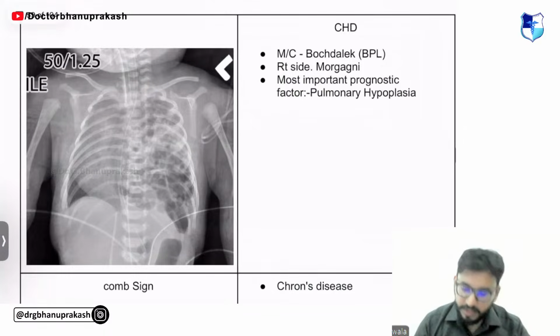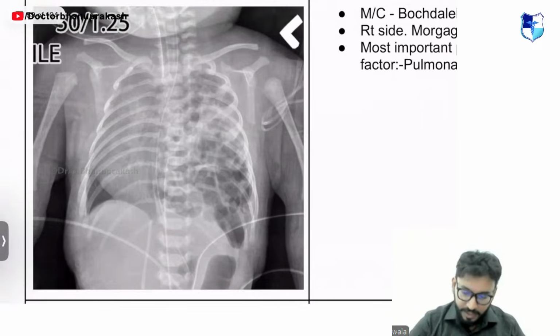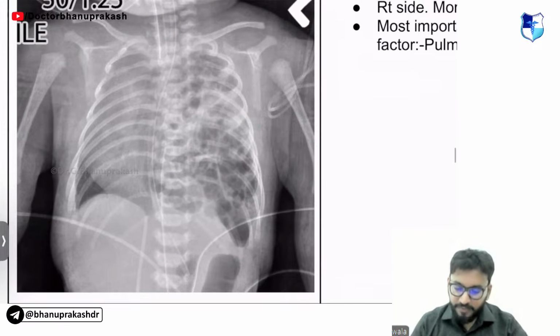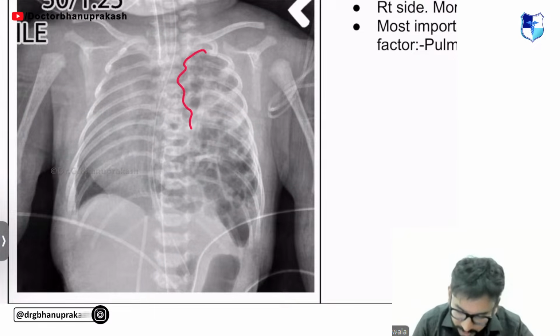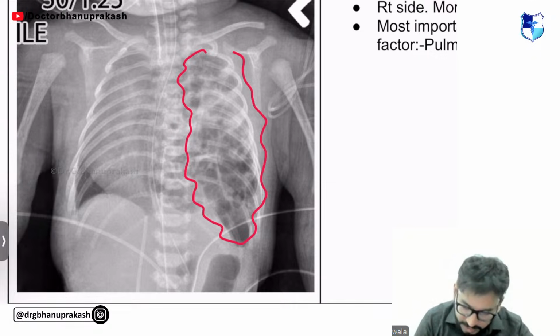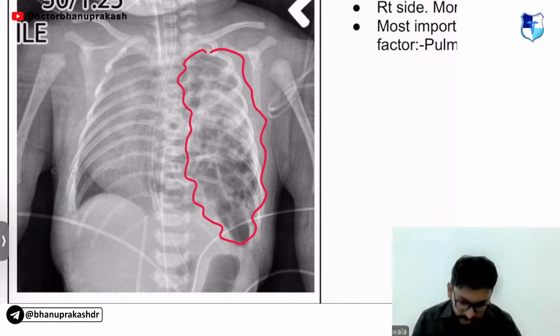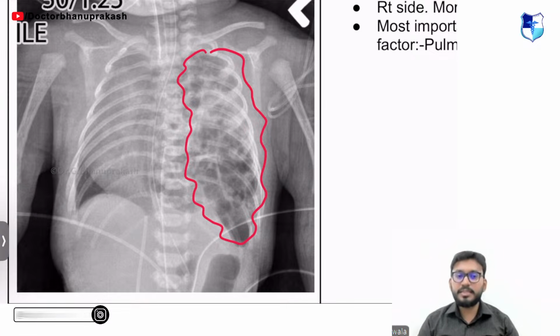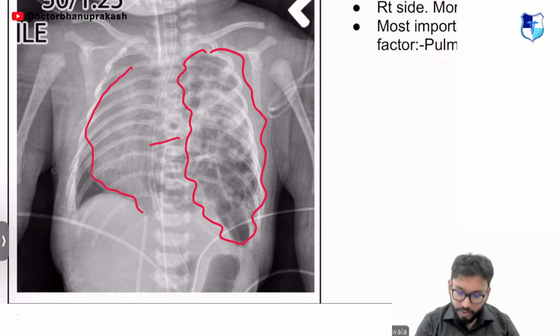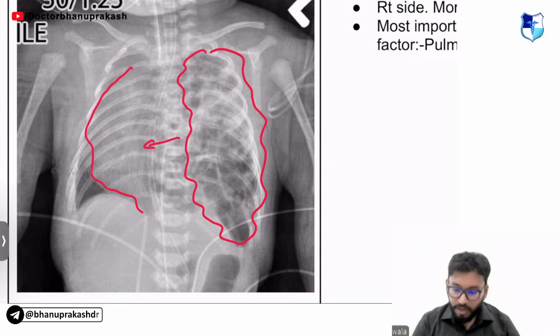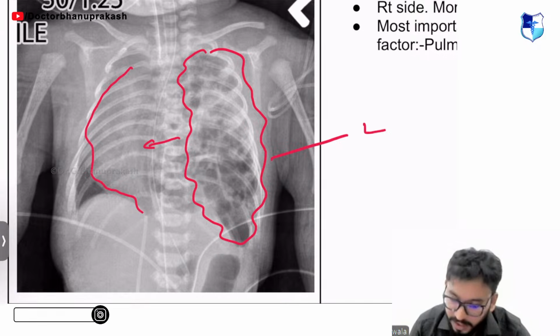Okay, guys, look at this. Congenital diaphragmatic hernia. On the left side, you can see all the bowel loops. This is congenital diaphragmatic hernia. See where the heart has been pushed. The heart is pushed towards the right side. This is your left-sided congenital diaphragmatic hernia.